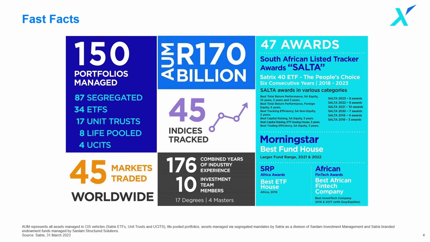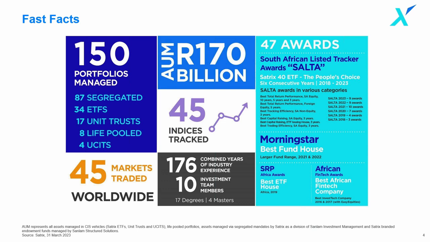Our genesis was back in 2000 with the launch of the first exchange-traded fund on the JSE, the Satrix 40 ETF. And that kicked off the Satrix business and the Satrix brand 20 plus years ago. And it's grown tremendously. It's been an absolutely phenomenal journey. You can see that we now manage in excess of 170 billion rands. That's our assets under management. That's what AUM stands for.